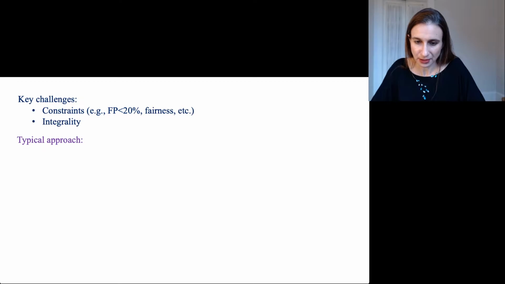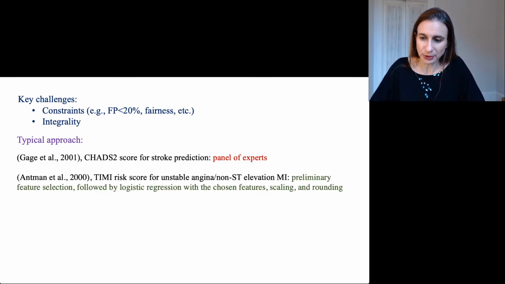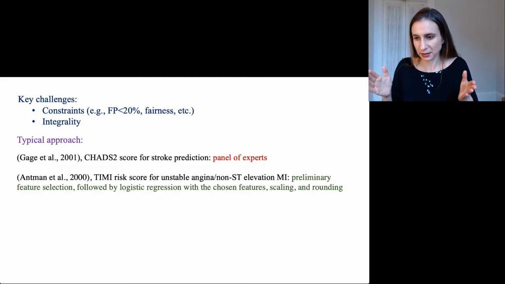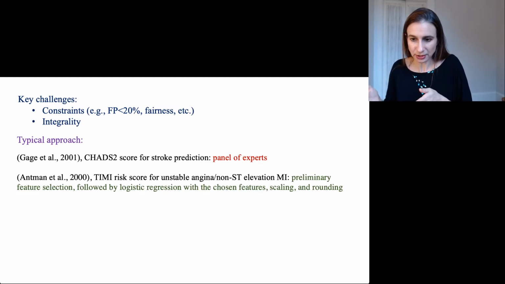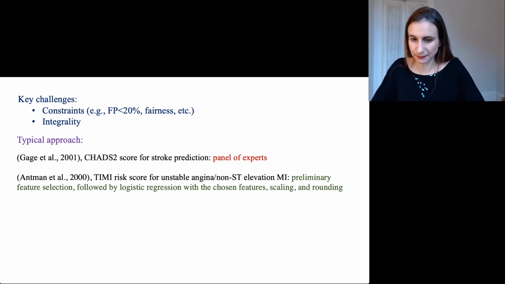So the typical approach, unfortunately, is that people just get a bunch of experts in the room, like physicians or something, and then they decide on the score, and then that score is evaluated afterward using data. So there's no data that goes into the formation of the score, it's just used for evaluation. Another typical approach is to have a domain expert select the features for the model and then do logistic regression and then scale the coefficients and round the coefficients. And that's one way to get a model.